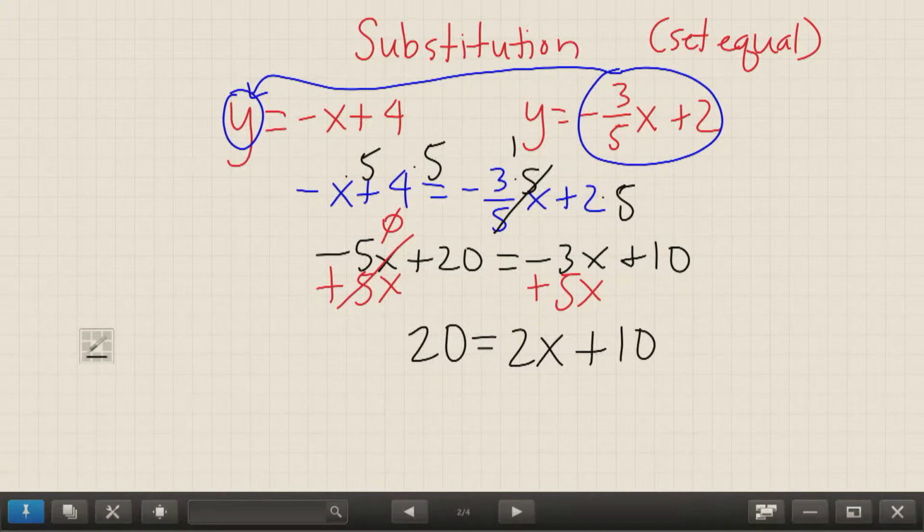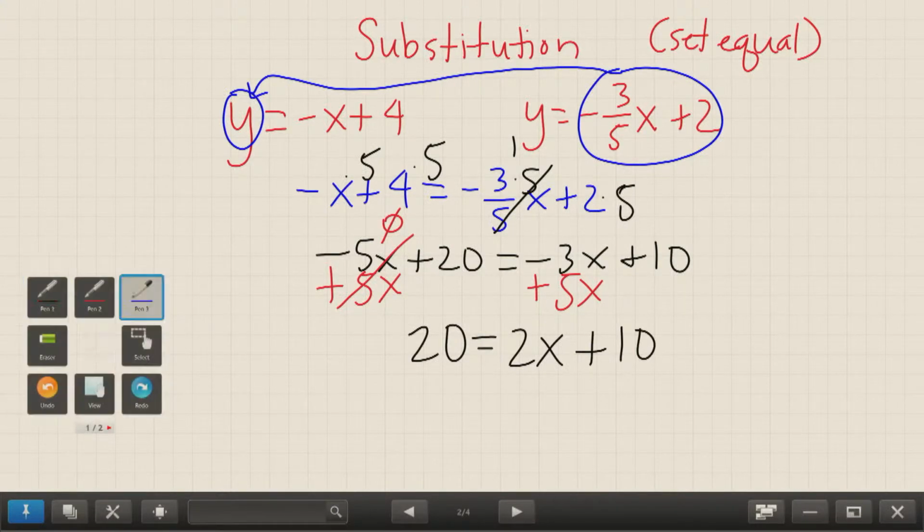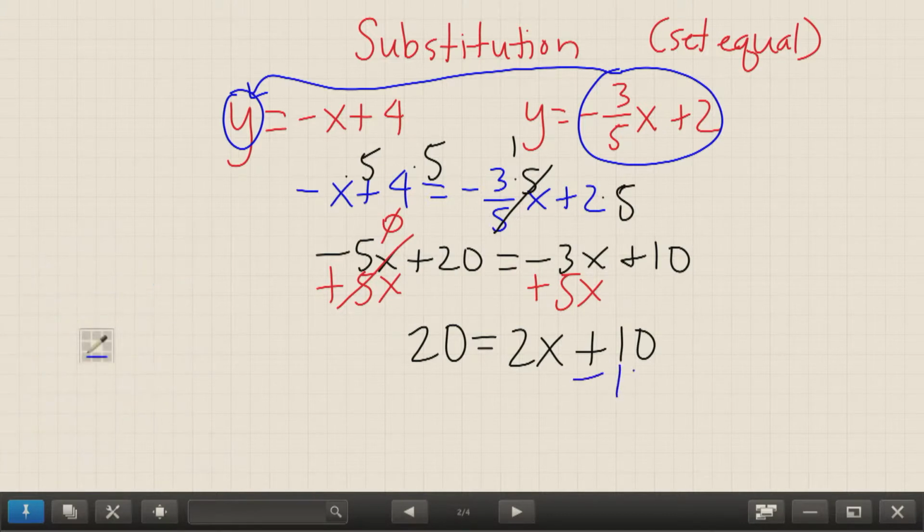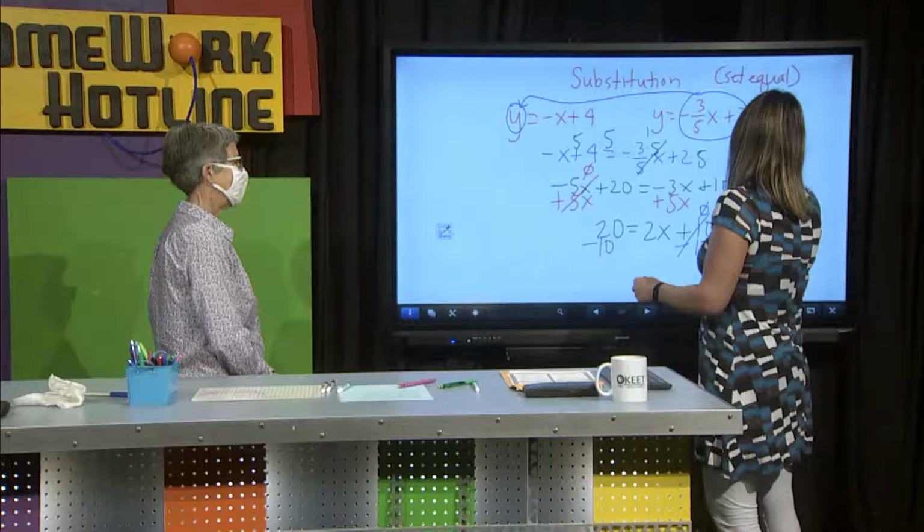If something in math doesn't make sense, you don't just go, okay, I'm done. I don't get it. You keep persevering, trying to figure out what the heck. Math practice number 1 is to persevere in solving the problem. Okay, now we have 10 equals 2x.